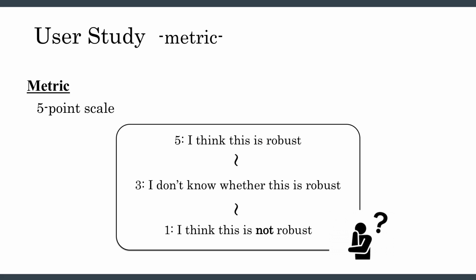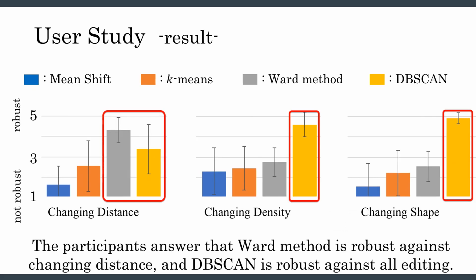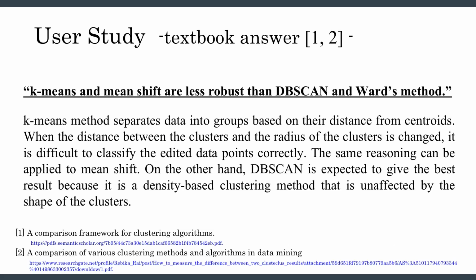We asked the participants to evaluate the robustness of each clustering algorithm in each scenario using a 5-point scale, from 1 to 5. This is the result. The participants answered that Ward's method is robust against changing distance, and dbScan is robust in all the scenarios. Next, for checking whether the answer is correct or not, we refer to textbooks of statistical modeling.